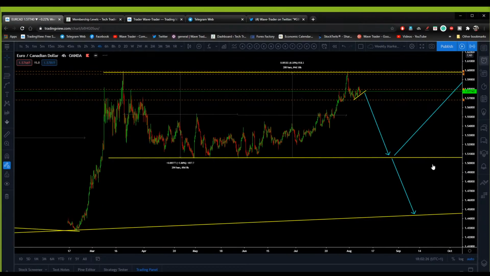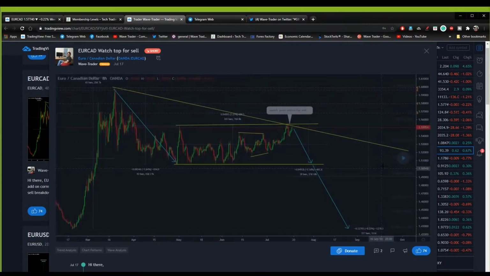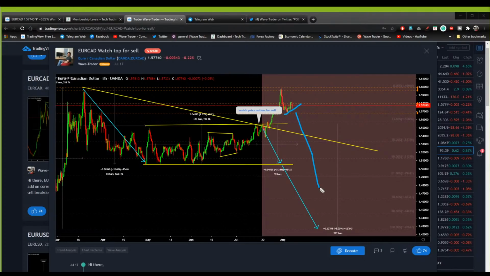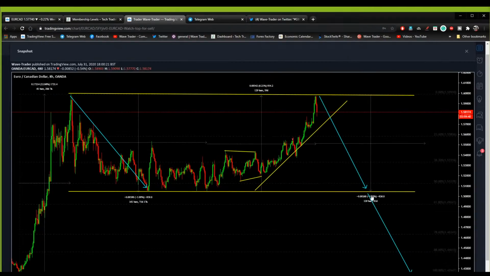So EuroCAD is a good chart to watch these days. This is what we were looking for EuroCAD to go down. It went higher, but we remain bearish on it, and we are still bearish. This is going to be a good opportunity too. If I look at the updated chart, this is the chart you're looking at. That's going to be a decent trade.